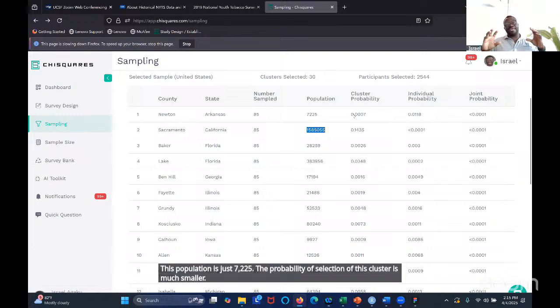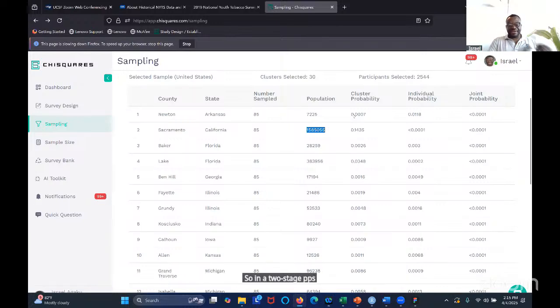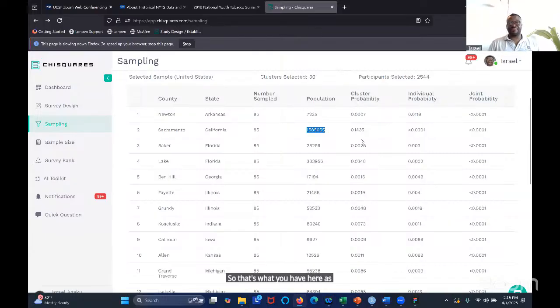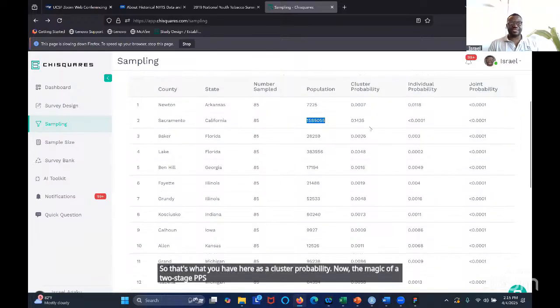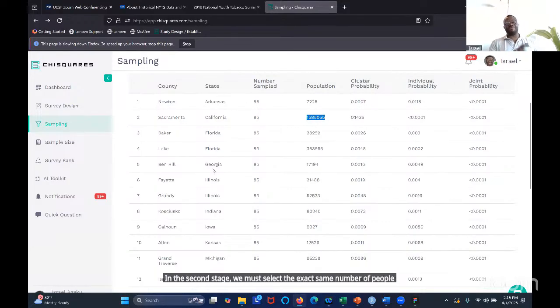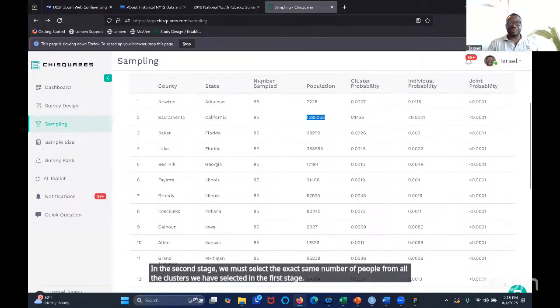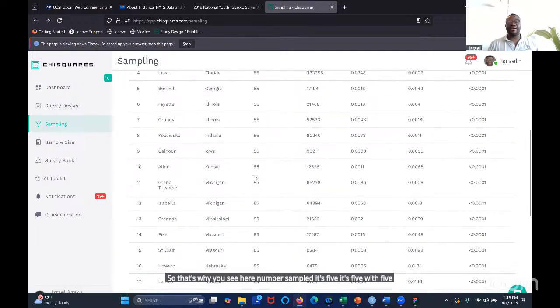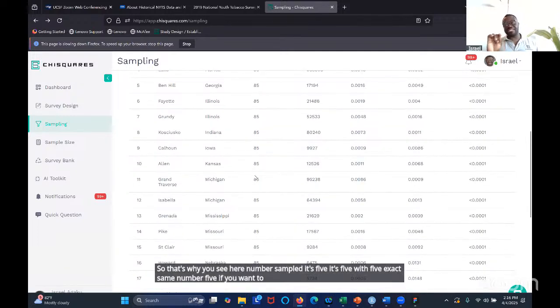So in a two-stage PPS, the first stage of selection means that the larger clusters are more likely to be selected than the smaller clusters. So that's what you have here as a cluster probability. Now, the magic of a two-stage PPS occurs in the second stage. In the second stage, we must select the exact same number of people from all the clusters we have selected in the first stage. So that's why you see here, number sampled, 85, 85, 85, exact same number. If you want to have a self-weighting two-stage PPS, this must be done, right?